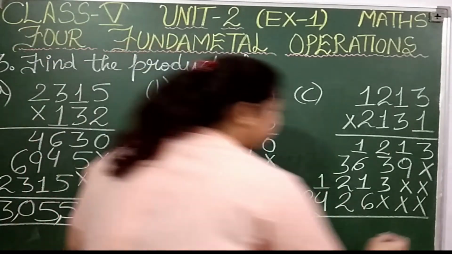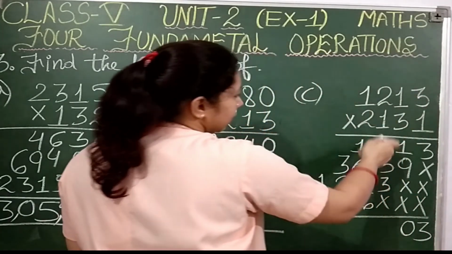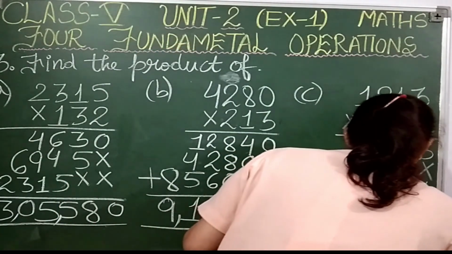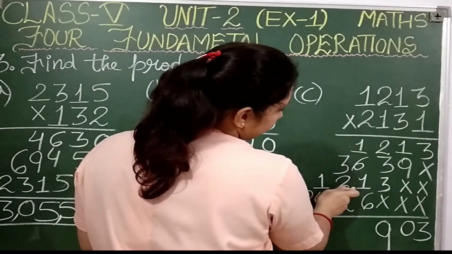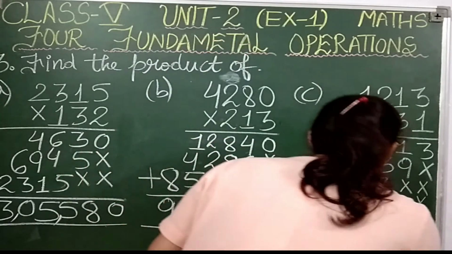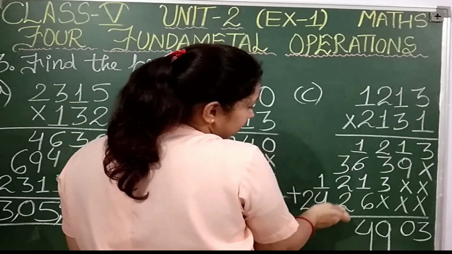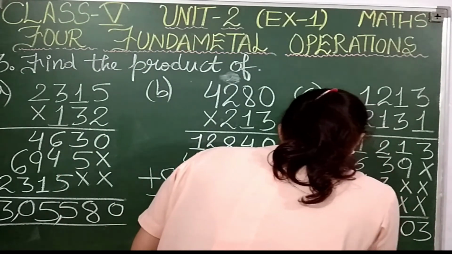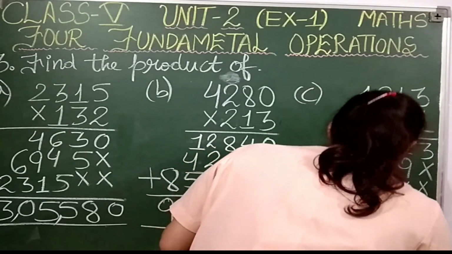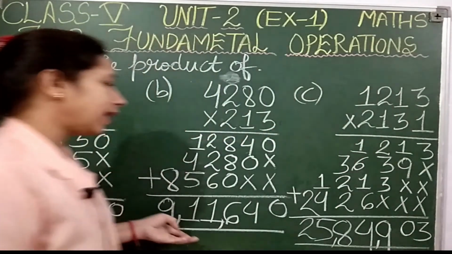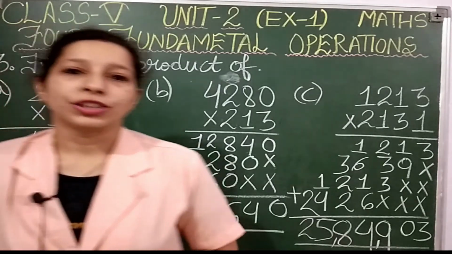Clear? Okay, 3, 9 plus 1, 10, 2 plus 1, 3, 3 plus 3, 6, 6 plus 3, 9, then 6 plus 1, 7, 7 plus 1, 8, 8 plus 6, 9, 10, 11, 12, 13, 14, again 1 carry over. So 3 plus 1, 4, 5, 6, 7, 8, then 4 plus 1, 5 and at last 2. So students, what is the product? It is 25,84,903.